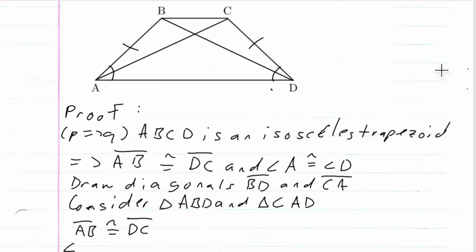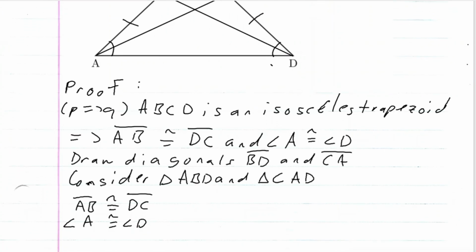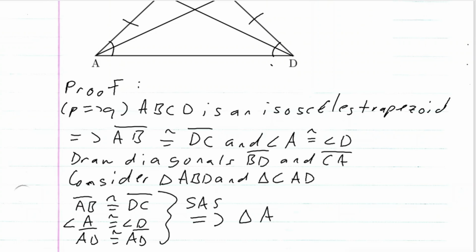We have that angle A is congruent to angle D, right, in both those triangles. And we have AD congruent to AD. So AD, let me move that down. AD is congruent to AD. So these three things together imply, by side angle side, that triangle ABD is in fact congruent to triangle CAD.